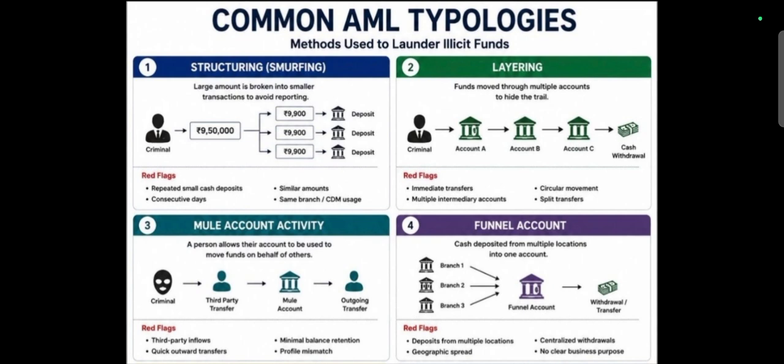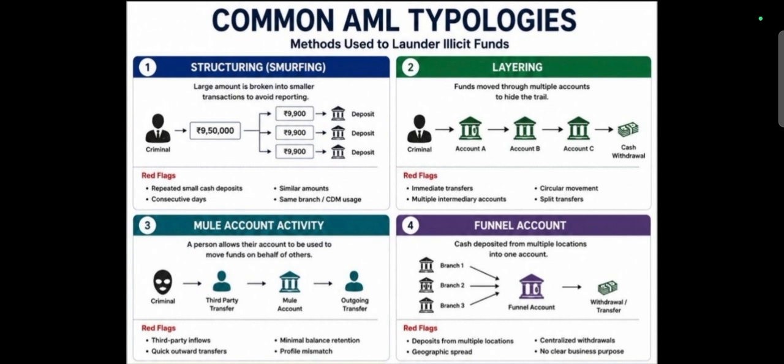Let's talk about the second one, that is layering. Once a criminal gains illicit money, he deposits that money into different accounts to hide the origin of that money, and after that, once he has converted that illegal money into legal money, he can withdraw that money as cash.